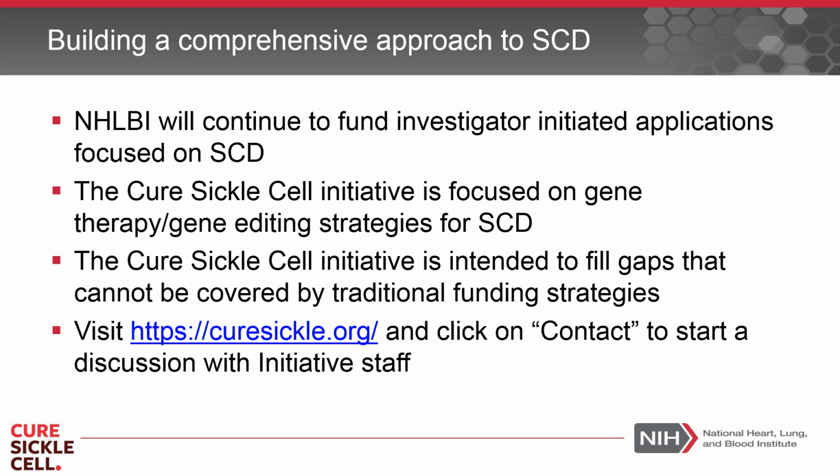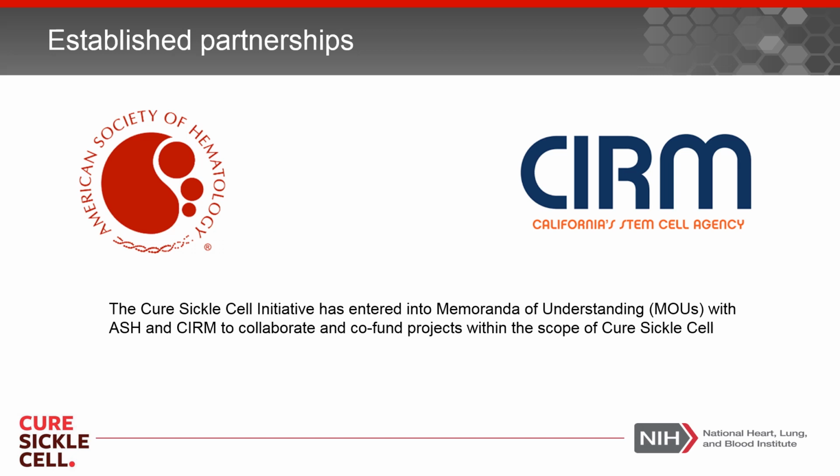Another thing that we've done already has been to establish partnerships to work jointly in areas where we are complementary, particularly with the American Society of Hematology. We've entered into a memorandum of understanding with ASH and with the Stem Cell Agency in California, and in particular with ASH, we've already started joint efforts in the patient engagement area, which you heard about just a few minutes ago. We're hoping to arrive at a way to collaborate effectively in the data gathering efforts, the data hub, and we anticipate there'll be a number of other areas in which we'll be working together.